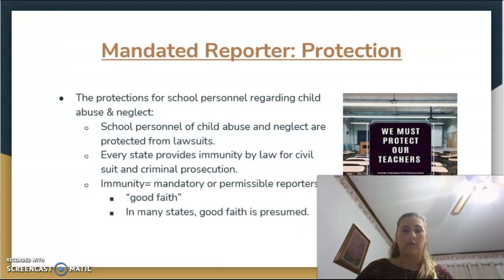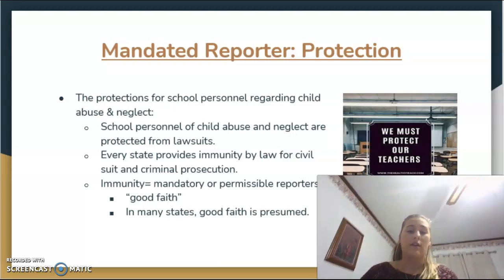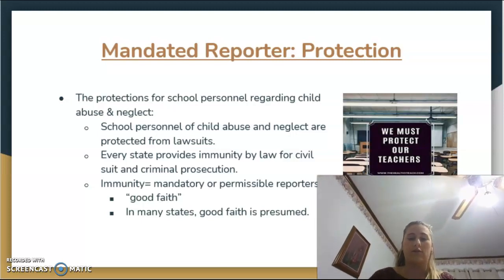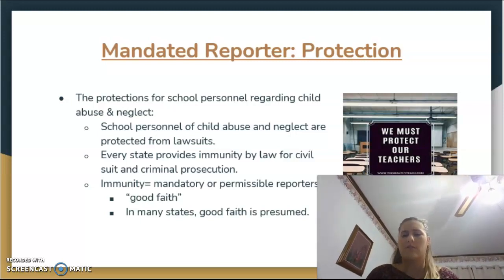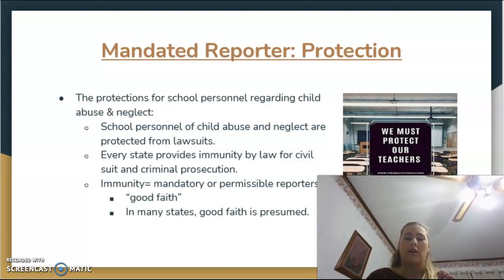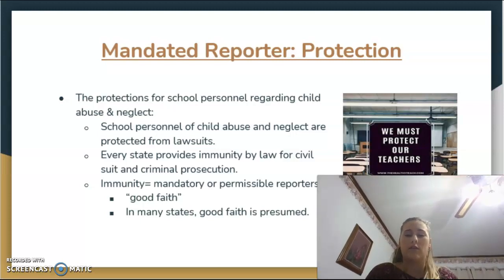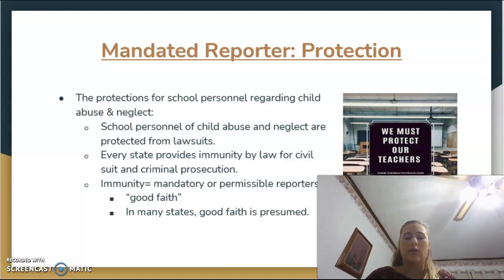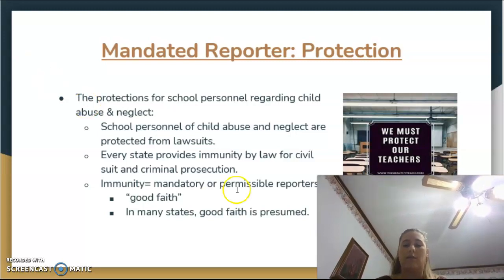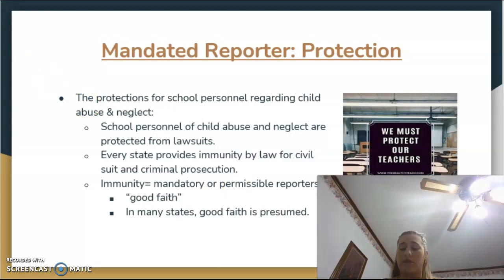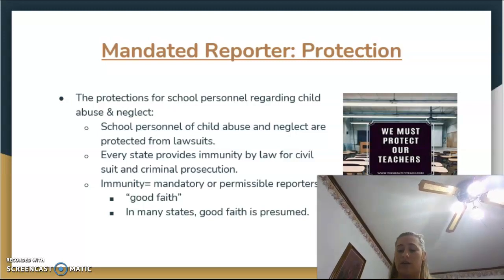Protections for school personnel regarding child abuse and neglect. School personnel who report child abuse and neglect are protected from lawsuits. Every state provides immunity by law from civil suit and criminal prosecution. Immunity applies to mandatory or permissible reporters. I'll talk about good faith in a minute. In many states, good faith is presumed, so this means that someone can sue a reporter only if they can prove that they did not use good faith.